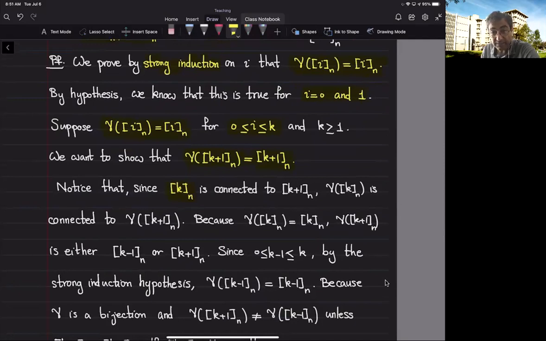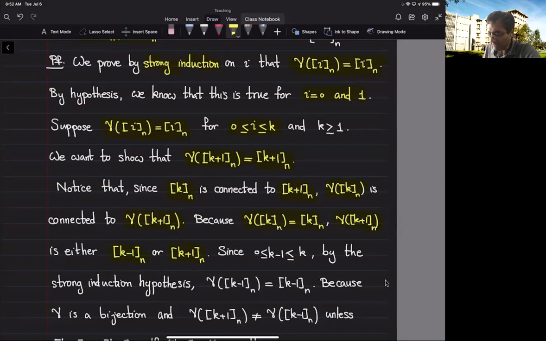This vertex is connected to two vertices. One of them is k plus 1. The other one is k minus 1. Now, when I apply gamma, these edges are supposed to go to edges. So gamma of k is supposed to be connected to gamma of k plus 1. But again, gamma of k is k. Therefore, gamma of k plus 1 is supposed to be connected to k. That means gamma of k plus 1 has two possibilities, it is either k minus 1 or k plus 1.